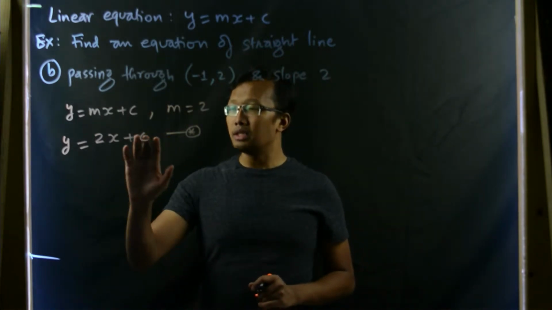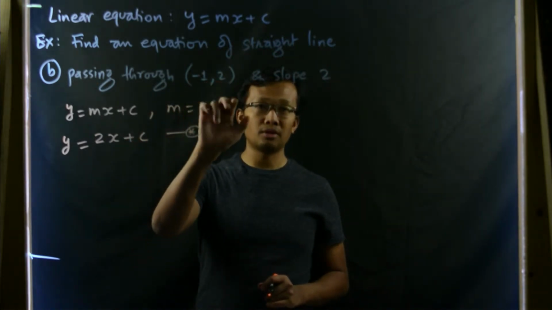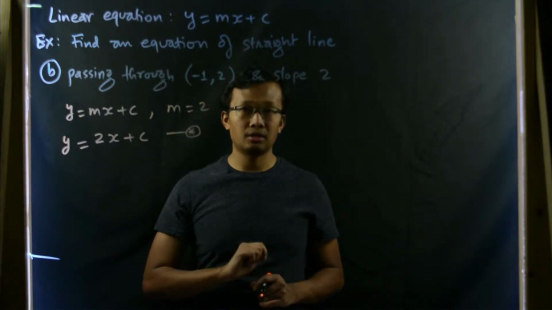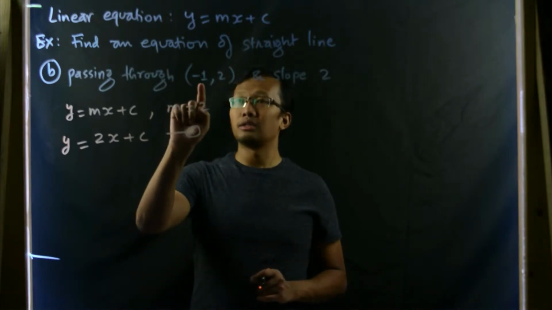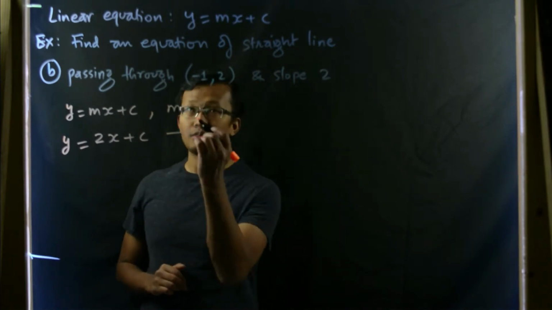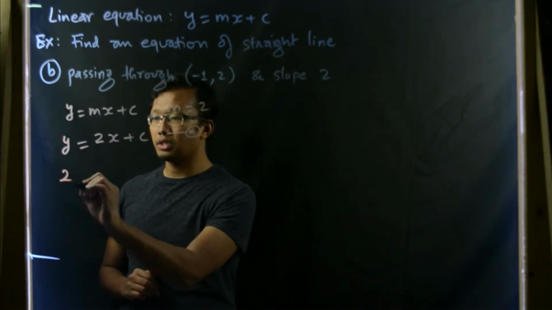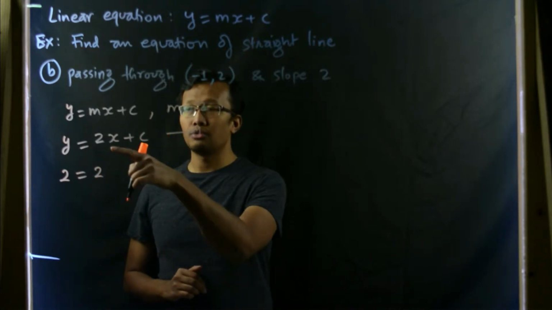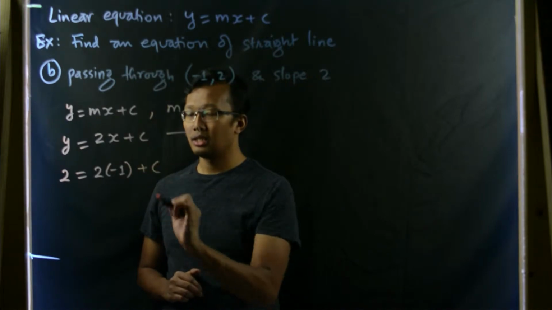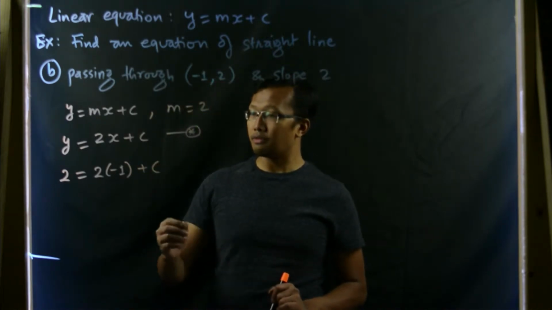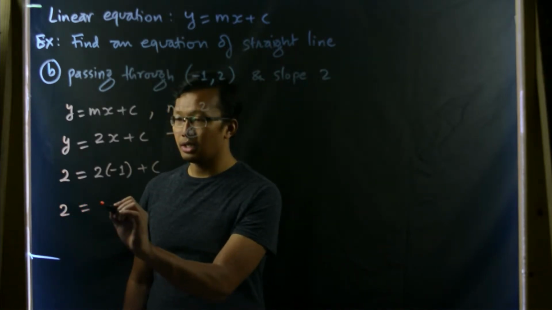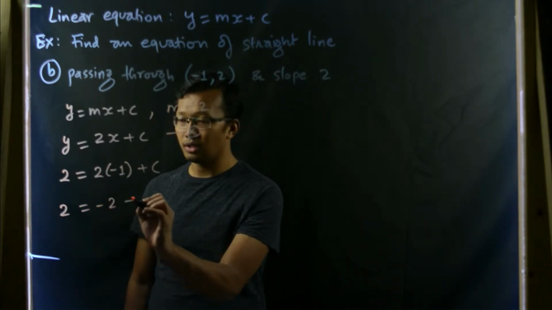And we know that this line should pass through (-1, 2). Okay? So let us plug in this value in this equation, where -1 is the x value and 2 is the y value. Let's plug in there. So that would be 2 is y, so this is 2 equals 2 times, 2 is the slope, x is -1, plus c. Okay, now let us find the value of c. Okay, so this is 2 equals, this is 2 times -1 is -2 plus c.